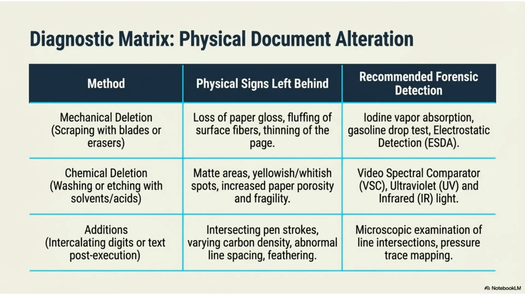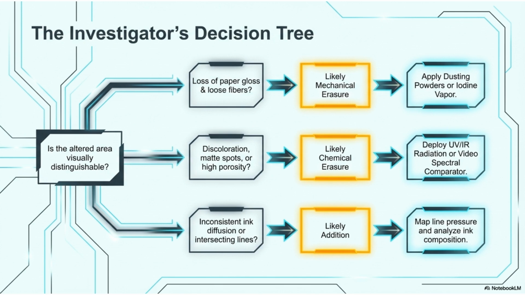Physical document alteration relies on methods like mechanical or chemical deletion and additions. Forensic detection utilizes techniques such as iodine vapor absorption for mechanical deletion and video spectral comparators for chemical changes. Investigators follow a decision tree based on the visual signs of alteration. This guides them to deploy specific forensic tools, such as ESDA for mechanical erasure or spectroscopy for chemical changes.